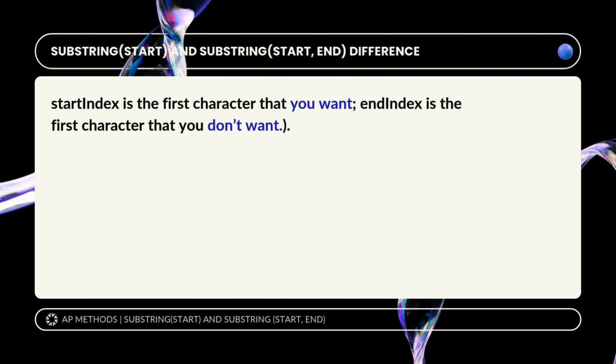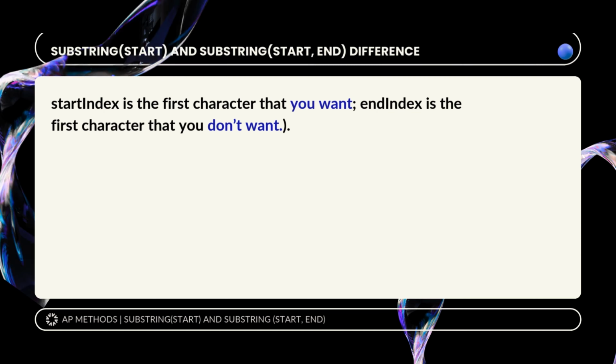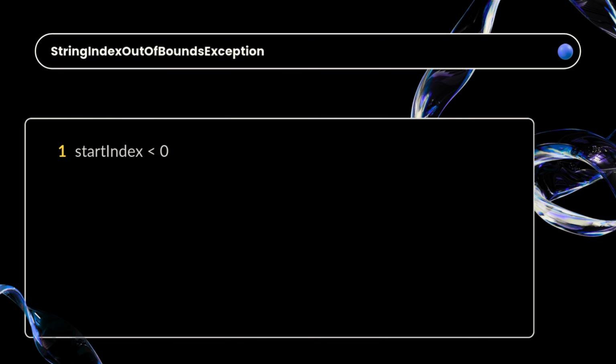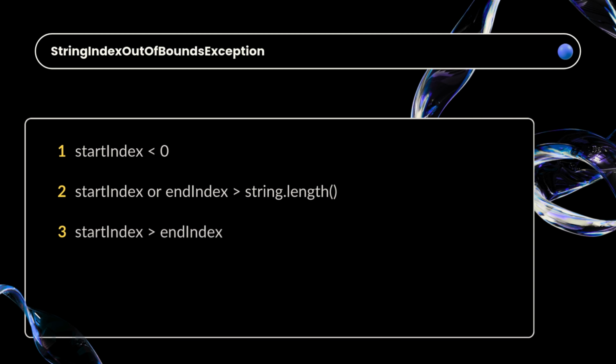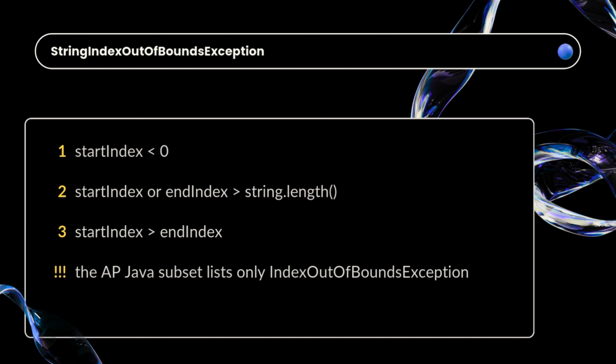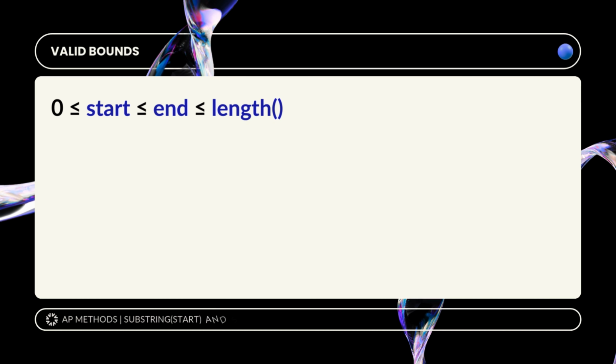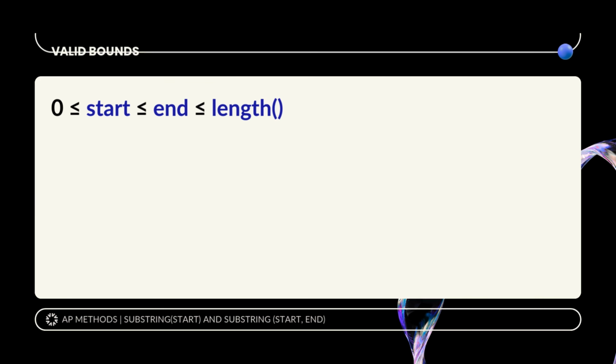Think of it this way. Start index is the first character that you want. End index is the first character that you don't want. The method throws a StringIndexOutOfBoundsException if start index is negative, start index or end index is larger than the length of the string, or start index is larger than end index. However, the AP Java subset lists only IndexOutOfBoundsException, which is what they will use on the AP exam. Valid bounds: 0 <= start, start <= end, and end <= length.